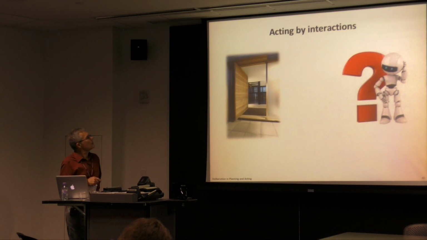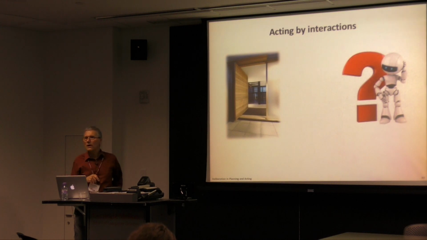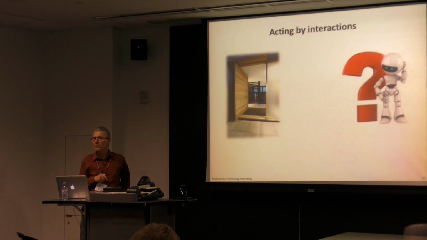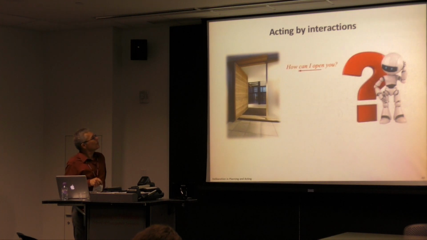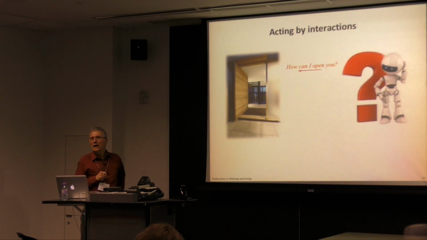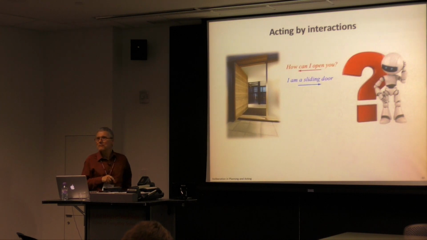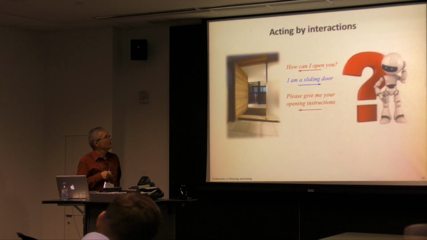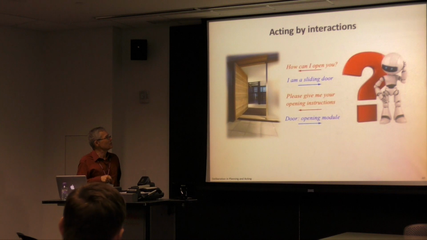Okay, a little bit about acting with interactions. I want to go back to this problem that I had at the beginning of the tutorial about opening the door. One possibility would be our robot could ask the door how to open it. The door responds saying what kind of a door it is. The robot says, give me your opening instructions, and the door provides the opening module. Okay?